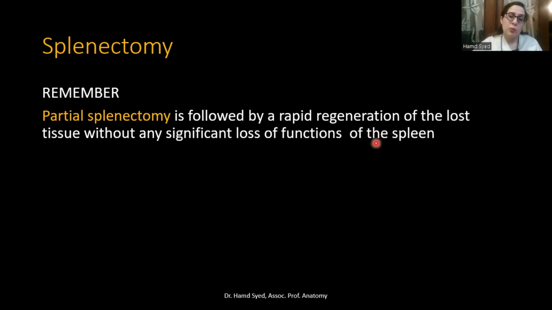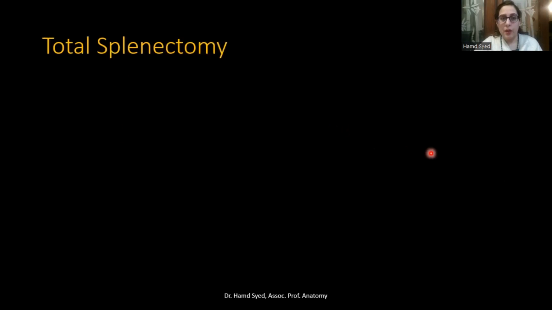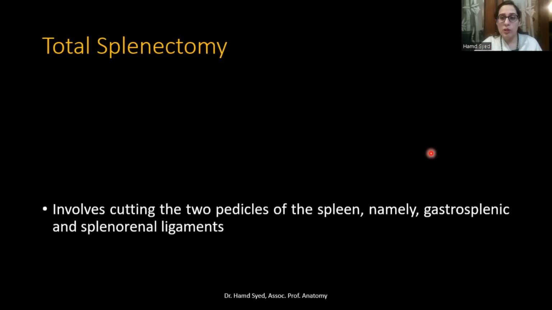So let's talk about splenectomy now. I told you it is the surgical removal of the spleen, and splenectomy can be partial or total. Partial splenectomy, remember, is followed by rapid regeneration of the lost tissue without any significant loss of functions of the spleen. So this organ has a regenerative capacity. But what if we need to remove the whole of the spleen, that is total splenectomy?